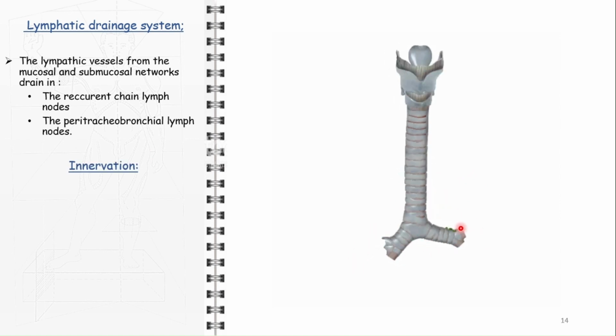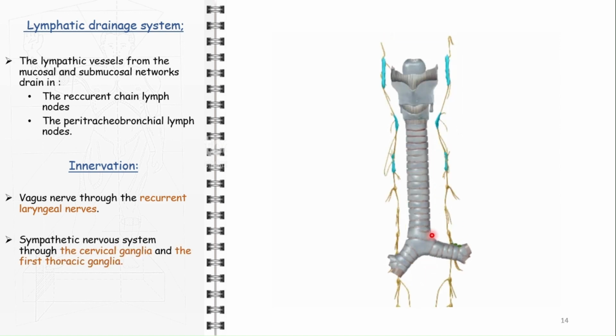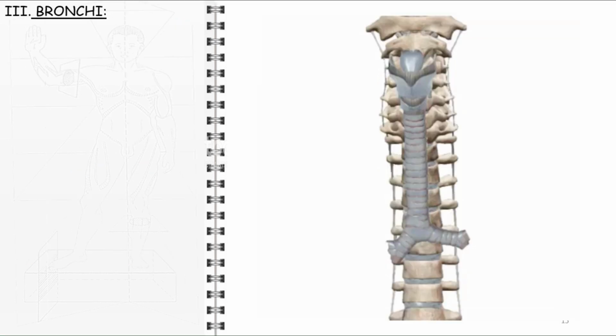Whereas the nerve fibers that supply the trachea have two sources. The vagus nerves, through the recurrent laryngeal nerves, and the sympathetic nervous system, through the cervical ganglia and the first thoracic ganglia. The second part of our video is about the anatomy of the bronchi.